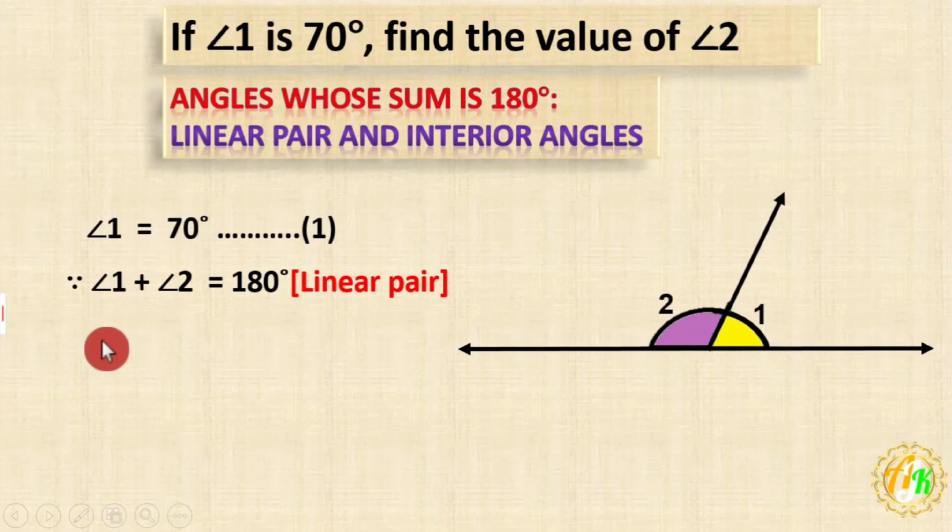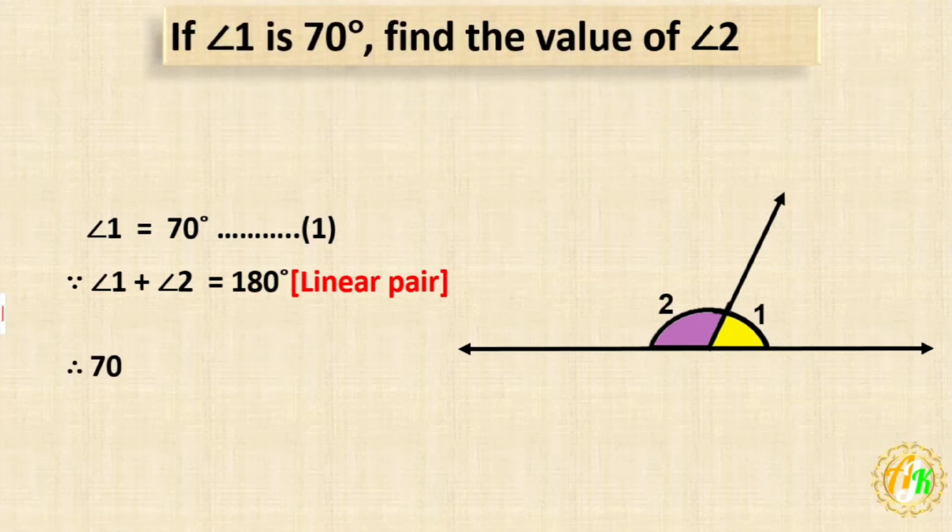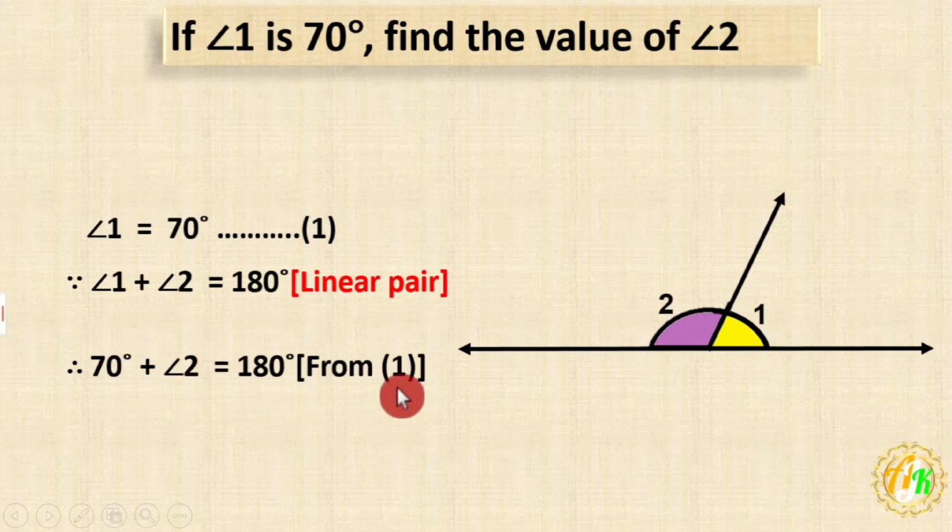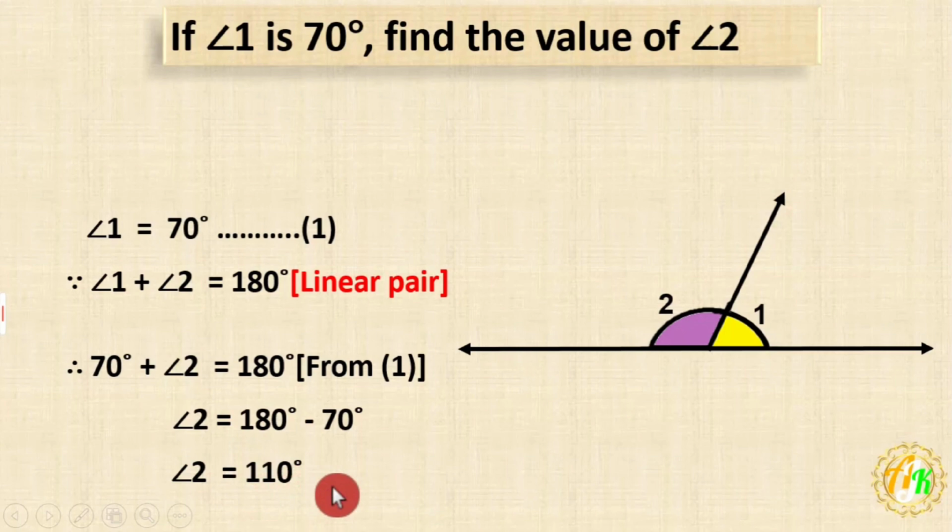Angle 1 is 70 degree, write on just below it. Angle 2 as it is, we have to find it, and 180 as it is. Therefore 70 degree plus angle 2 is equal to 180 degree from 1. Now 70 degree will go from left to right, it becomes negative. So angle 2 is equal to 180 degree minus 70 degree. After solving it, angle 2 is equal to 110 degree.